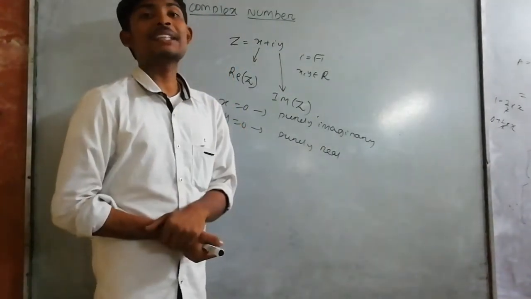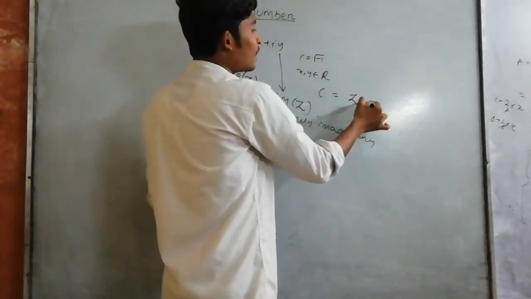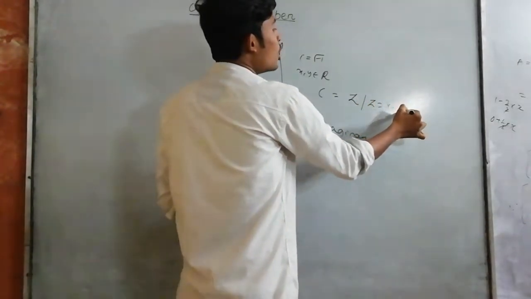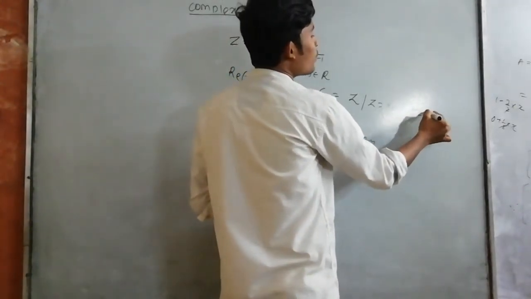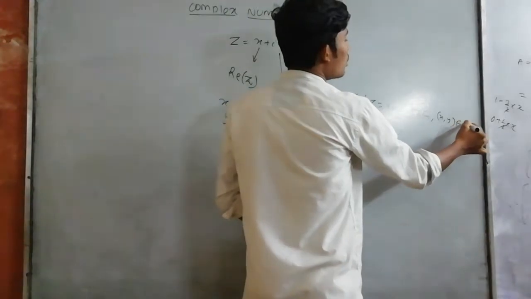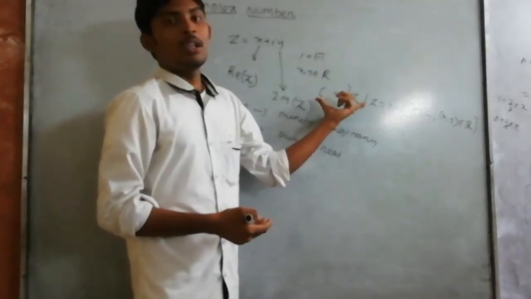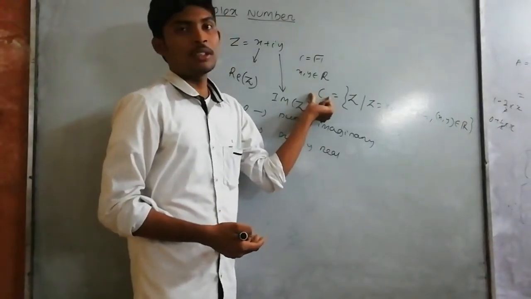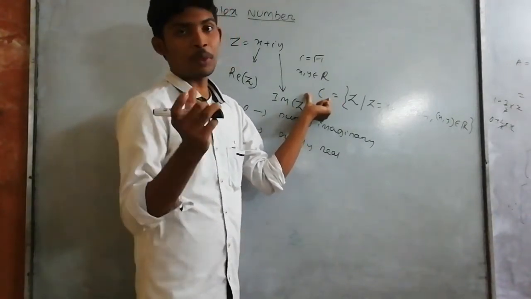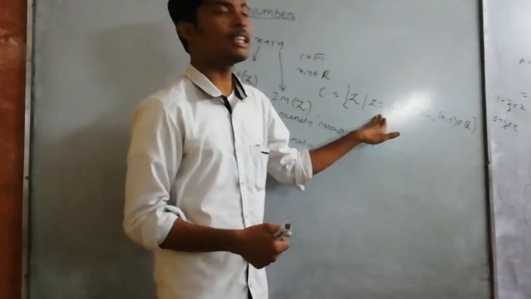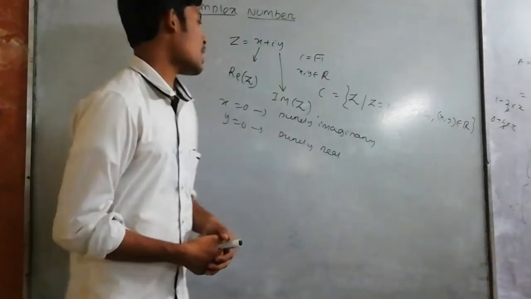Again, C is the set of complex numbers and is defined as C equal to the set of z such that z equal to x plus iy, where i equal to root of minus 1 and x, y belong to R, the set of real numbers. This is the set of complex numbers, and you denote it by C.